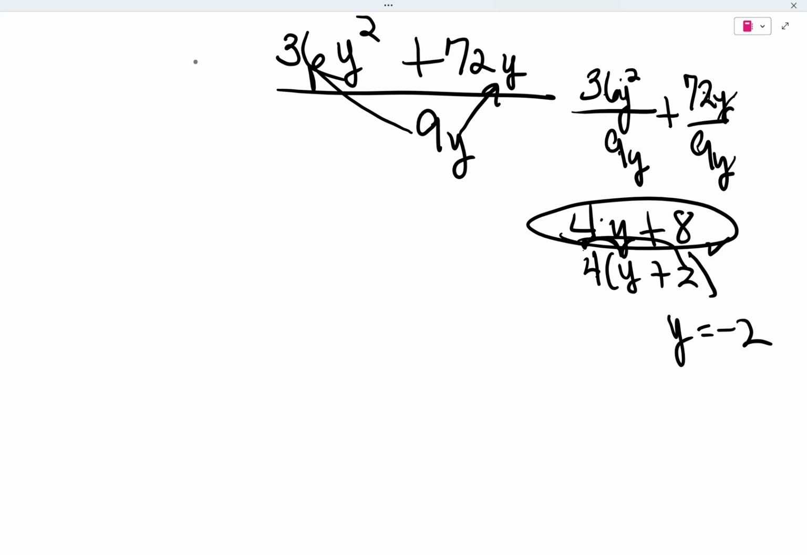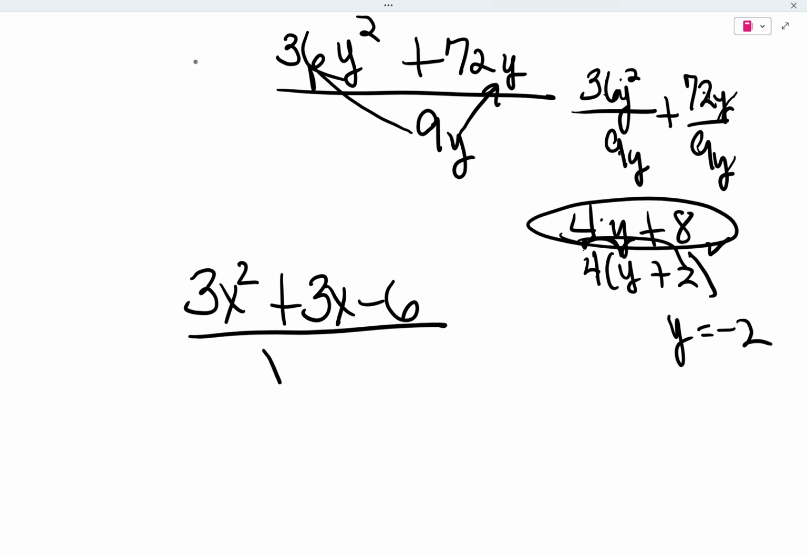Okay, let me give you another doozy. This is a really good question. So let me give you, I like this one. Let's do this one. It's 3x squared plus 3x minus 6. All of this is over x squared minus 4. So go ahead and try that one.